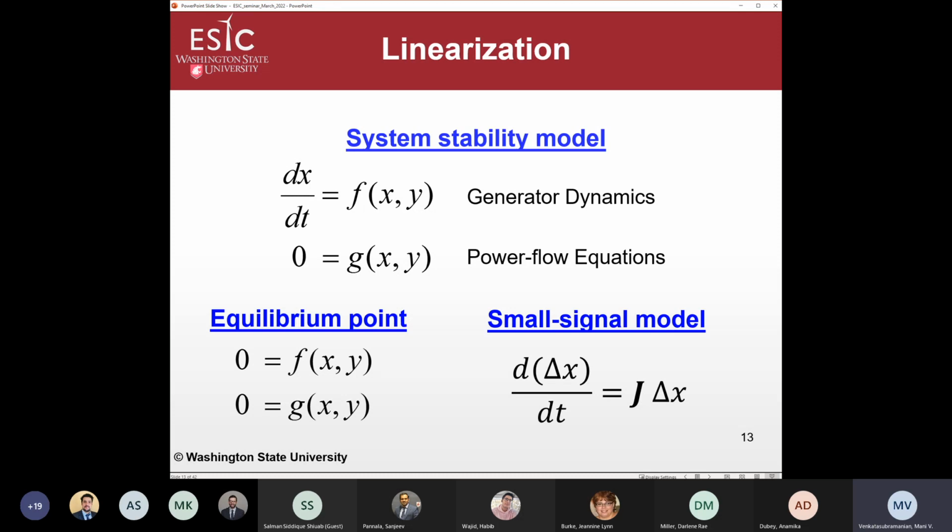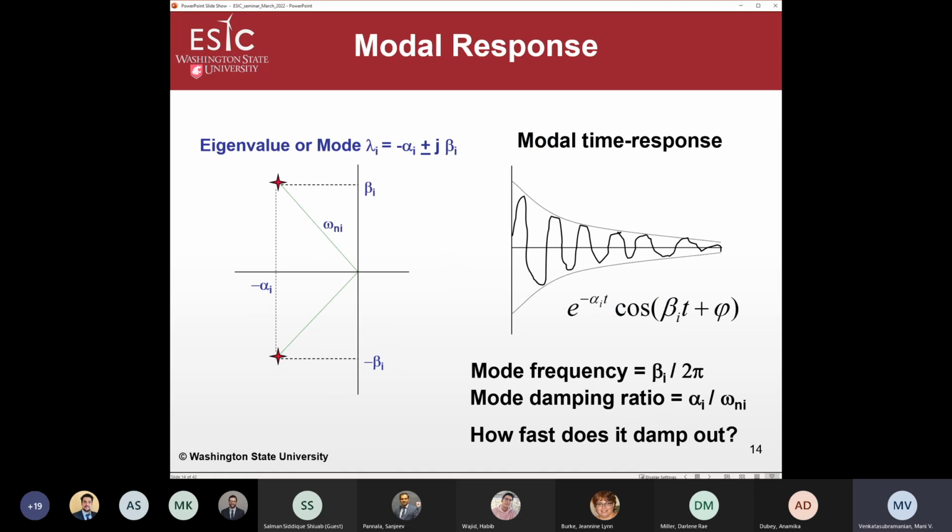Then we know from linear system theory that as long as all the eigenvalues of J have negative real parts, the system will be well behaved and it will be stable. So for small signal analysis, the eigenvalues play a crucial role. And in engineering, we call them the modes of the system. When we say we have a mode with real part alpha and imaginary part beta, beta is significant because the imaginary part tells us what will be the frequency of the oscillation response that corresponds to that mode.